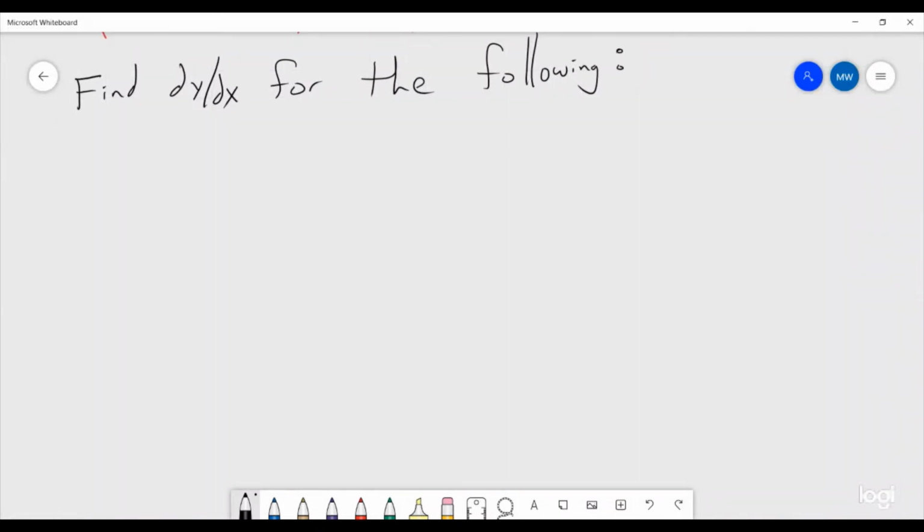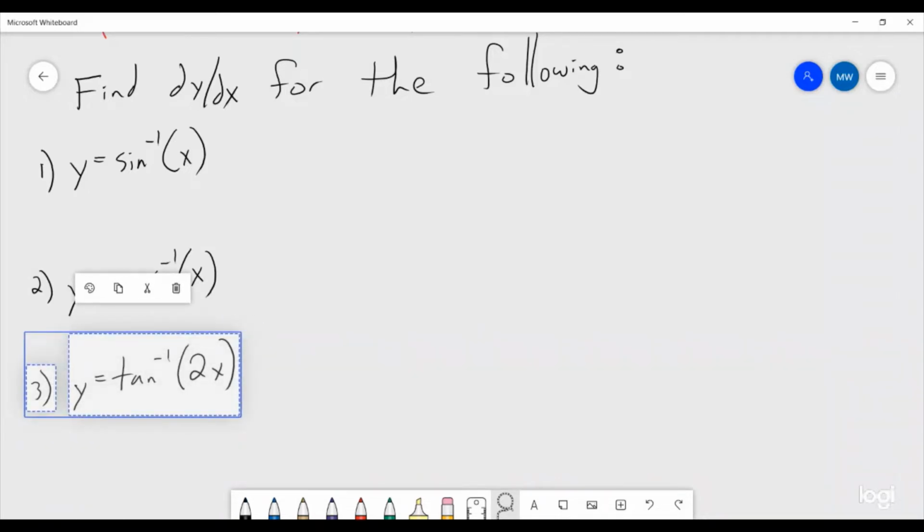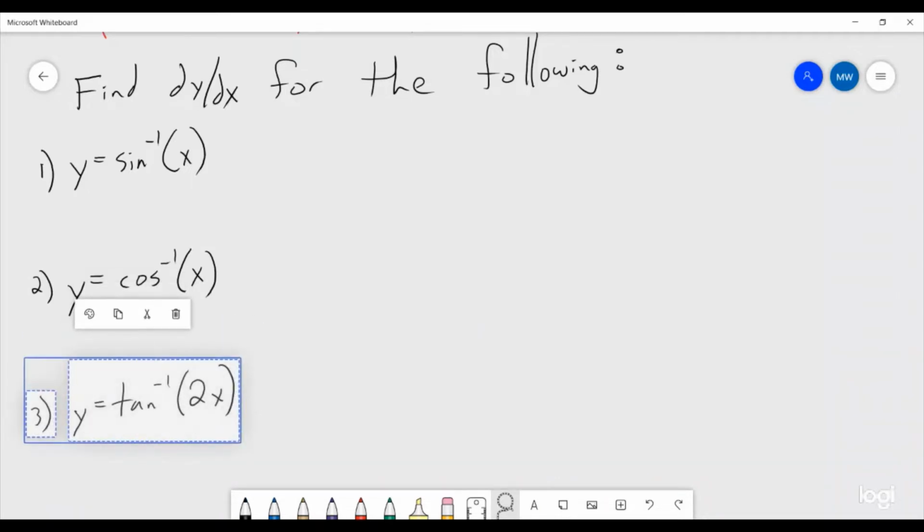So, first one, y equals inverse sine of x. Second one, y is equal to inverse cosine of x. And then the third one, y is equal to inverse tangent of 2x. So go ahead, pause the video, and try and figure out how would you take the derivatives of each of these different things.